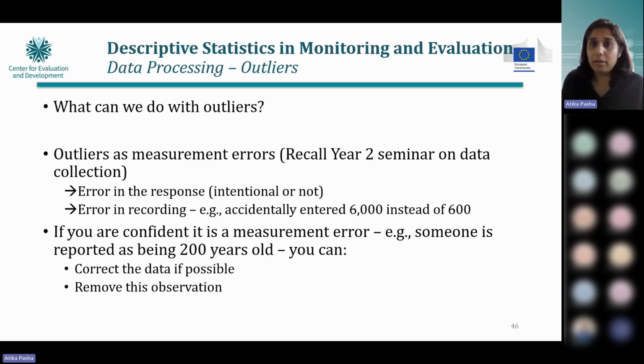If you are confident, as an evaluator or as someone looking at the data, that this is obviously a measurement error, you can correct the data. One measurement error can be something along the lines of someone being 200 years old. We know that this is not possible. We approximately know how long humans live, so someone being 200 years old is not possible. What you can do is correct this value if you have information on how to correct it, or you remove this observation.